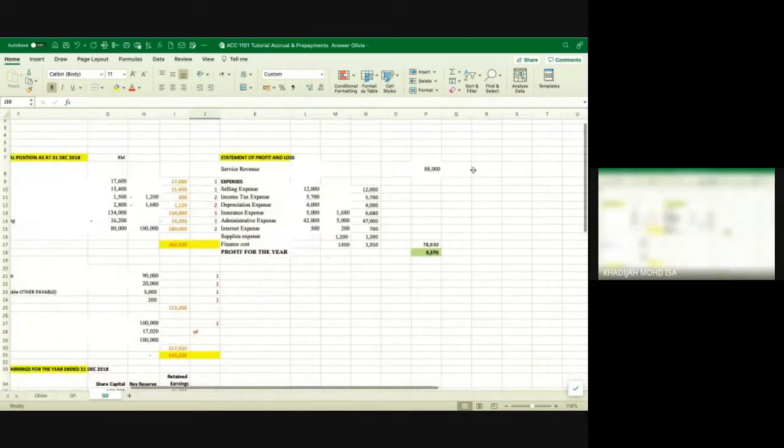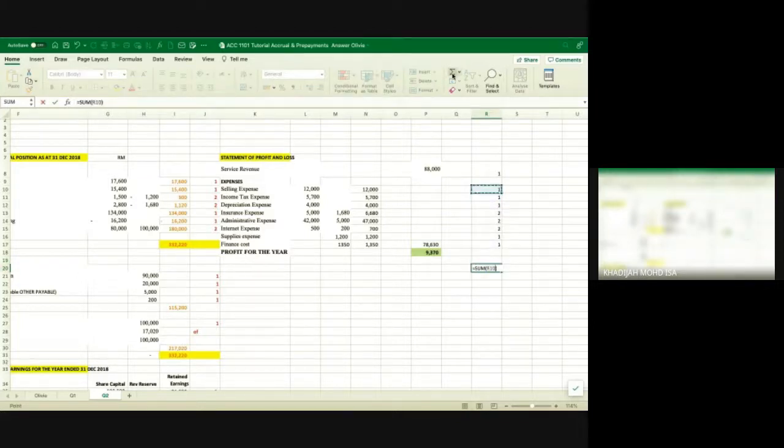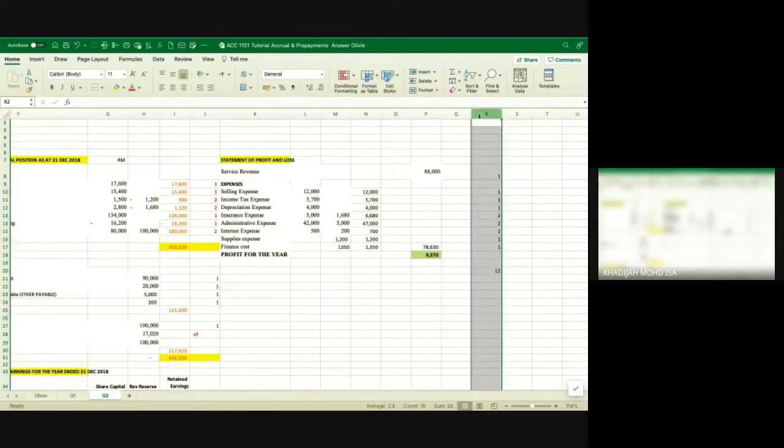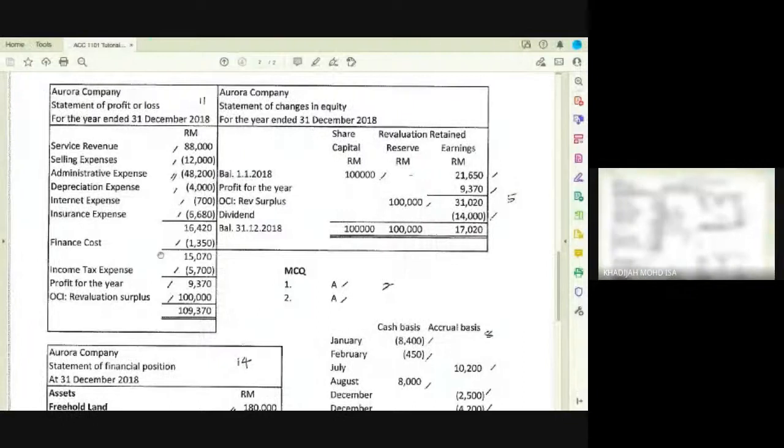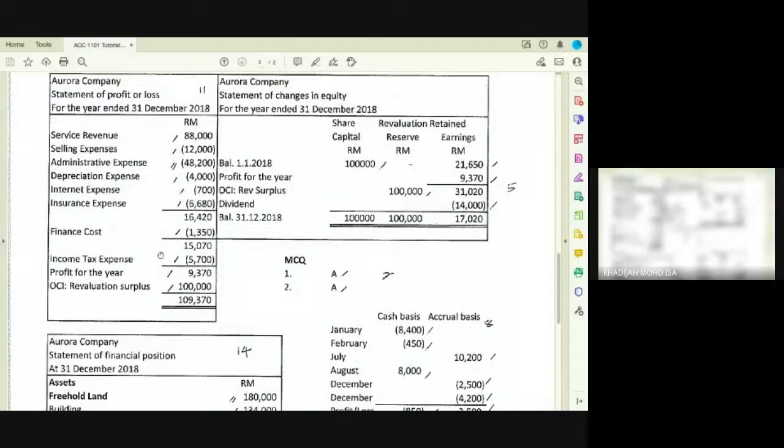For the expenditure, profit and loss account, here is 1. Here is 1, 1, 1. Here is 2, here is 2, here is 2, 1, and 1. Right? So let's see how many ticks we have here for the profit and loss account. 12 ticks, not 12 marks, 12 ticks. Do we have that in the answer? In the statement, you only have 11.